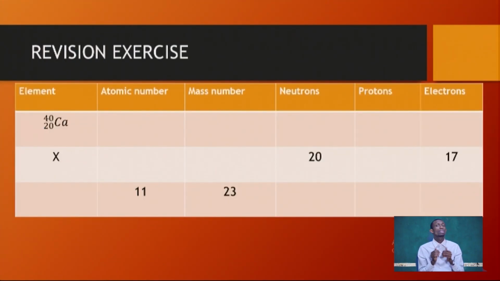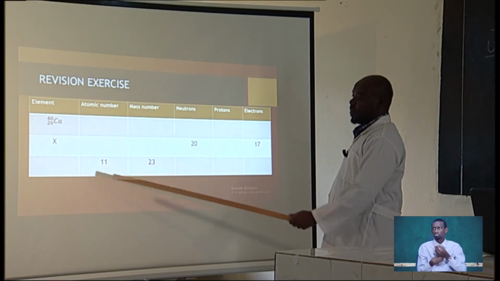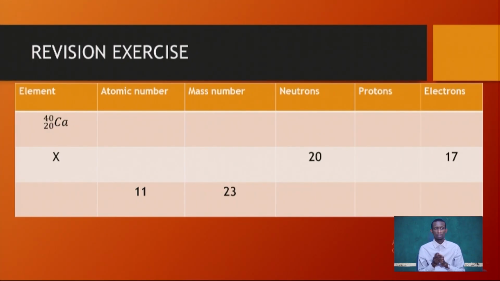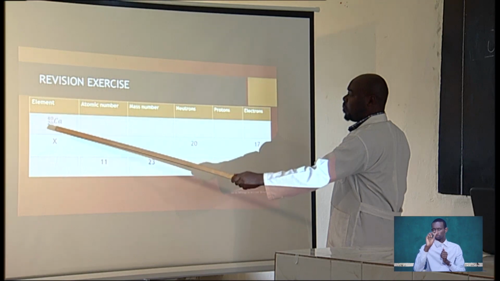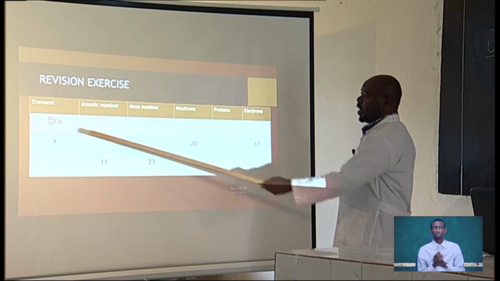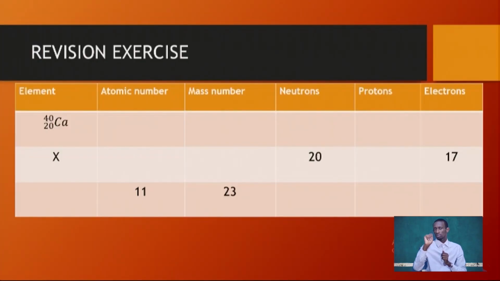Before we go deeper in today's lesson, let us have a revision exercise. Here we have an element which is represented like how we did it. Remember, this is the chemical symbol for the element, and Ca represents calcium. You remember calcium. What we have here is the atomic mass, or the mass number, and here it is the atomic number. This is the chemical symbol of element number 2, and you will complete this table.